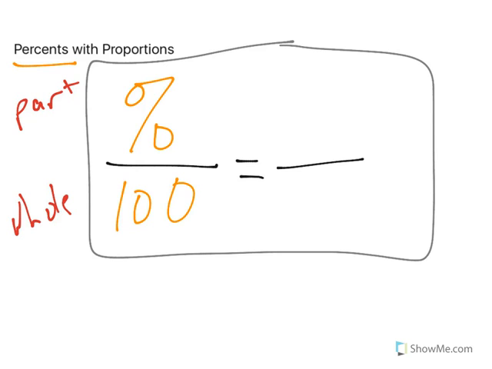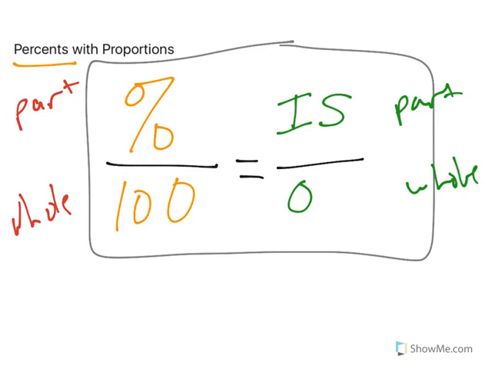Now the other side is where you're going to think part to whole. And if you want to look for key words, the key words are "is" over "of." "Of 30" means 30 is the total. So "of" indicates the total. So that's kind of the concept and the mindset that we're going to go through with these problems.